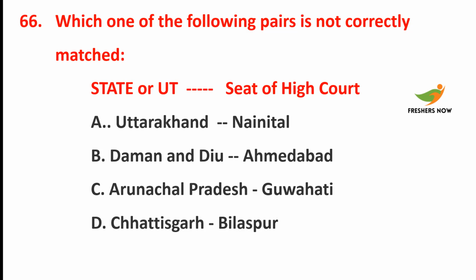66th question. Which one of the following pairs is not correctly matched? State or UT, seat of High Court. And the answer is B, Daman and Diu, Ahmedabad.